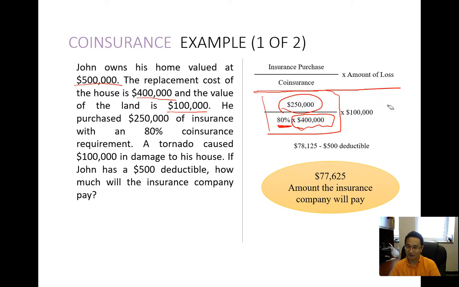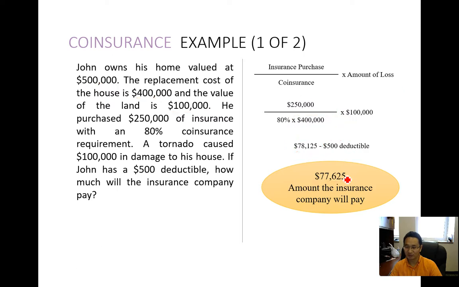Right here, we can see that 80% would be 320, right? 250 is less than 320, which means this person is underinsured. Okay, and then the insurance company will only cover this amount. Remember, this is a loss, they only pay you 78. So that's not good, and you also have a deductible, right? The deductible will be subtracted from that. So they will only pay 77 from the insurance company.